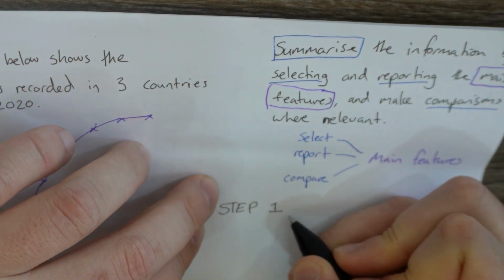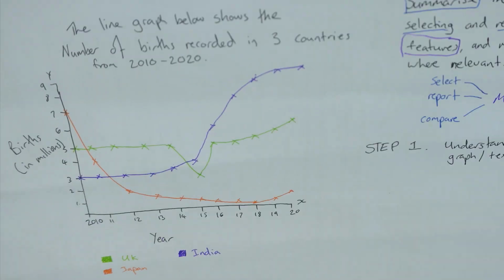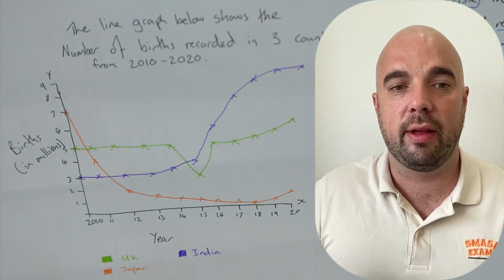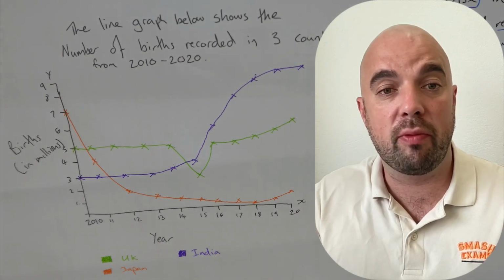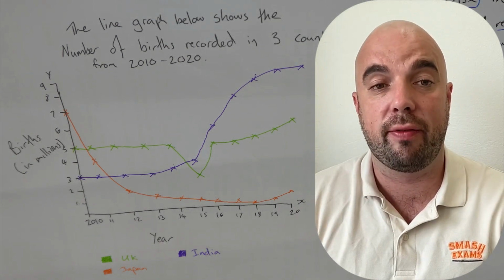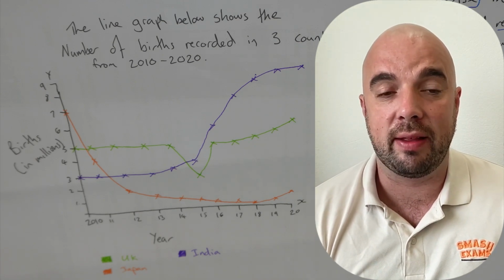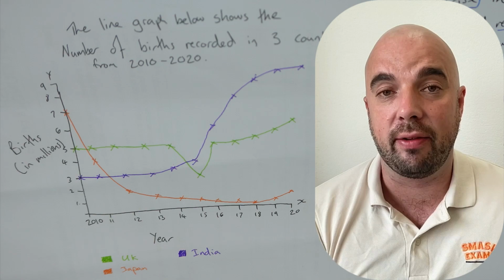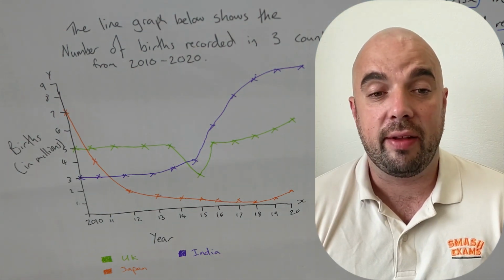So the first step we need to do is step 1, understand the graph or the text. So let's have a look at it. Here we can see that it's a line graph, and we can see that it shows the number of births recorded in 3 countries from 2010 to 2020. We look at the y-axis and we see that this is births in millions, and we can also see on the x-axis it is the year.